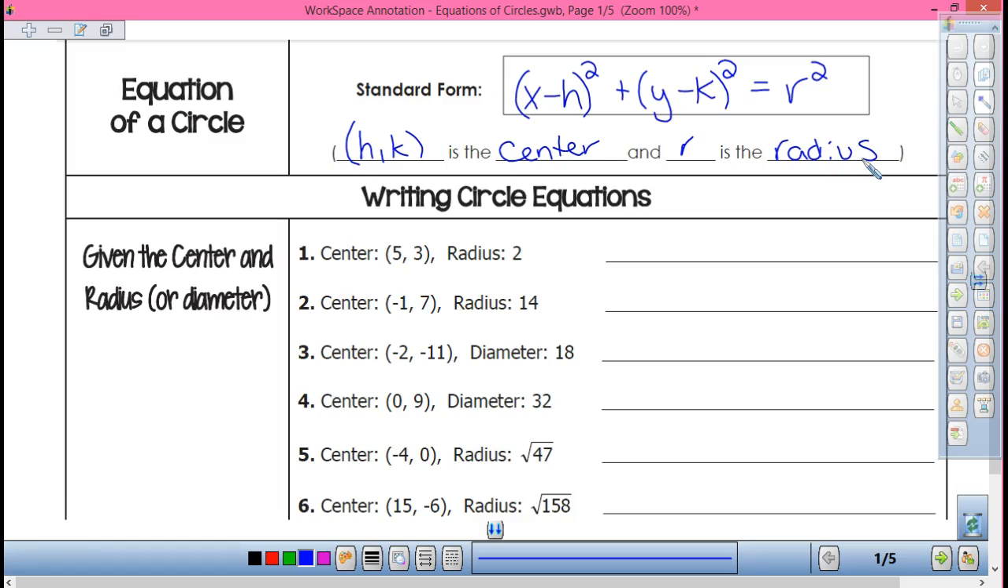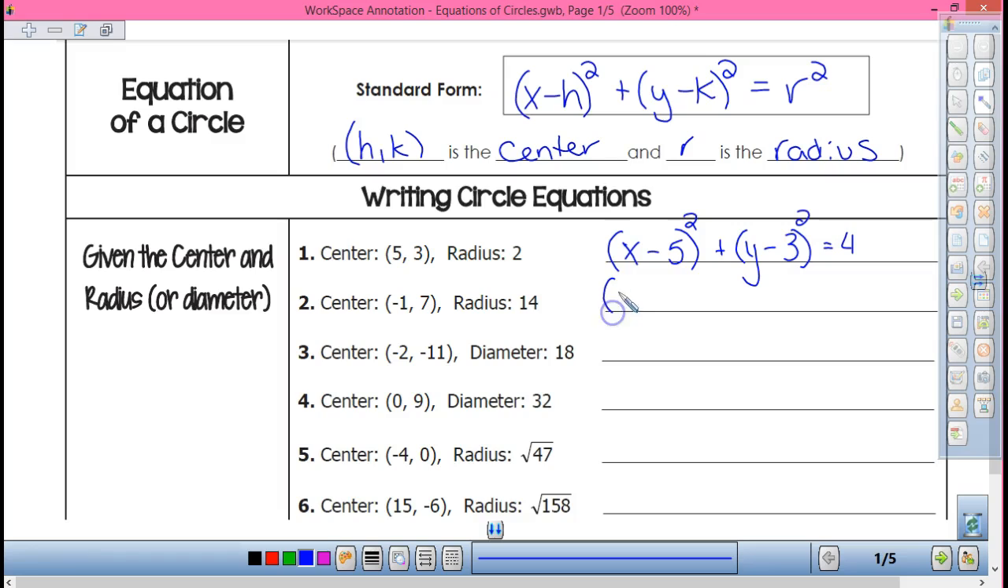Alright, so if we're going to write our equation, we start with parentheses: (x - 5)². Make sure you put your squared up there. I have a feeling some of you are going to make your parentheses and forget to put that up there. Plus (y - 3)² = r², which is 4. So far, so good?